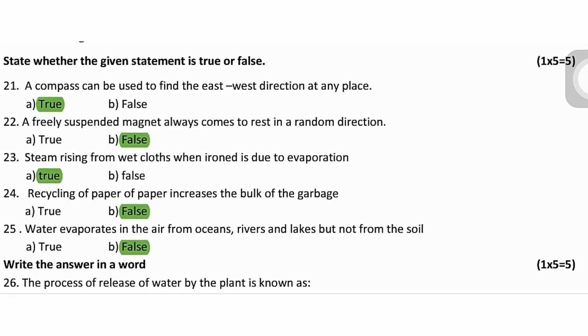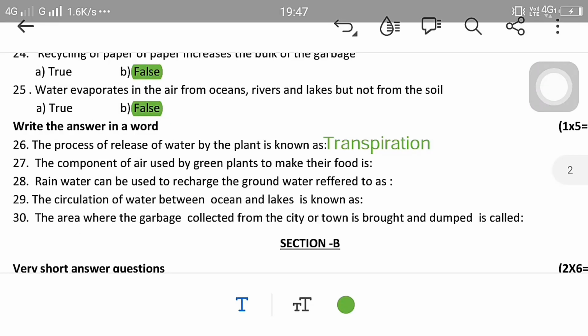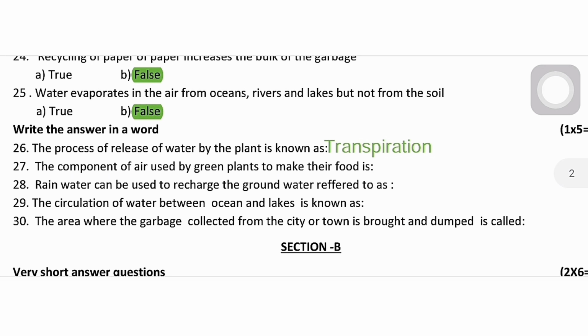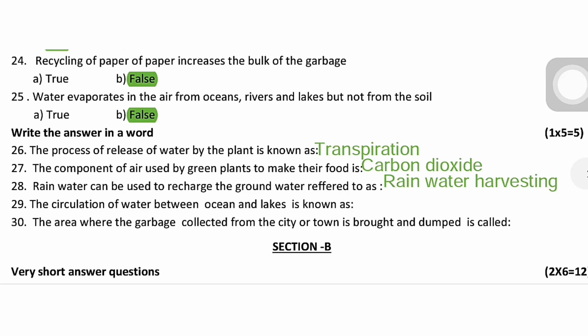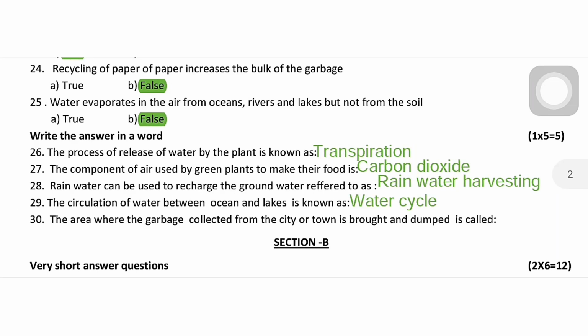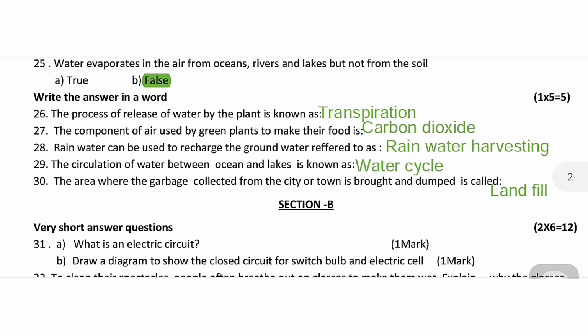Write the answer in one word. The process of release of water by the plants is known as transpiration. The component of air used by the green plant to make their food is carbon dioxide. Rainwater can be used to recharge the groundwater, that is rainwater harvesting. The circulation of water between the ocean and lake is known as water cycle. The area where the garbage collected from the city or town is brought and dumped is called landfill.